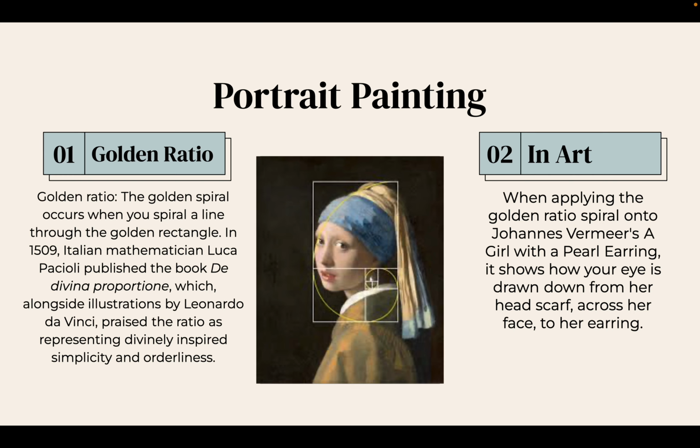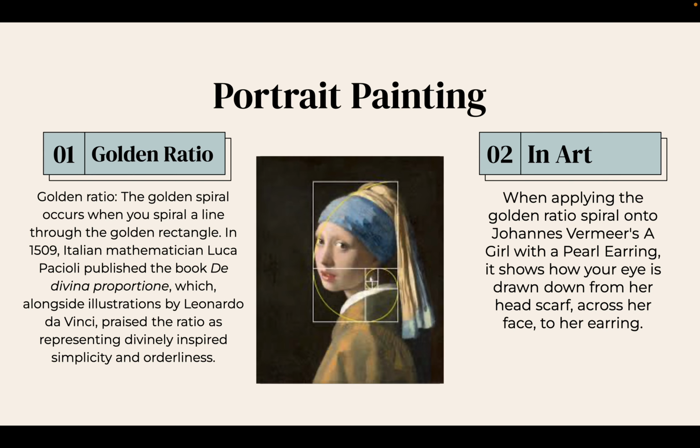So, when initially thinking of portrait photography, I started with portrait paintings, as it was the first thing that really introduced the world to capturing the face of someone else, as cameras weren't around at the time. I want to start off with the golden ratio. In this case, the golden ratio or golden spiral occurs when you spiral a line through the golden rectangle.